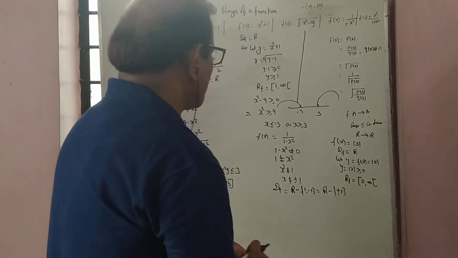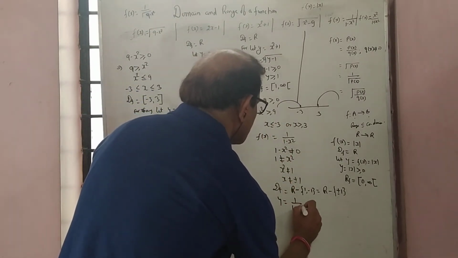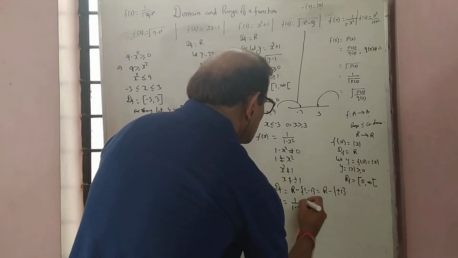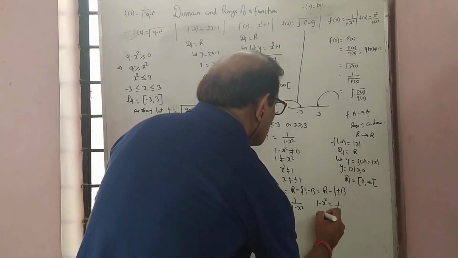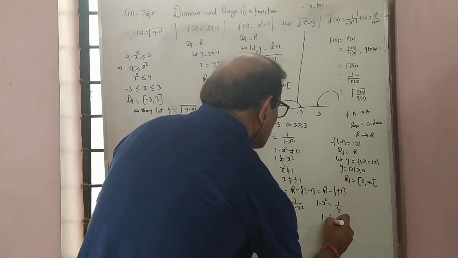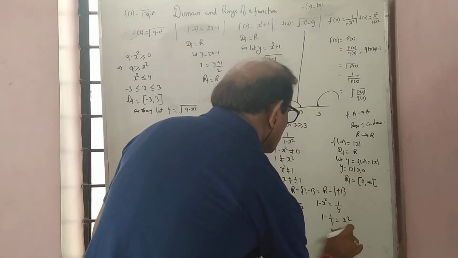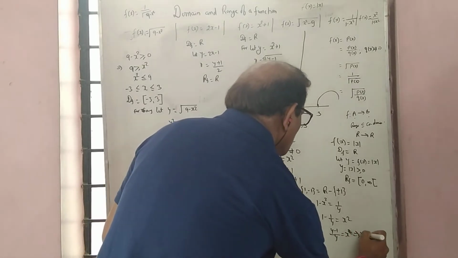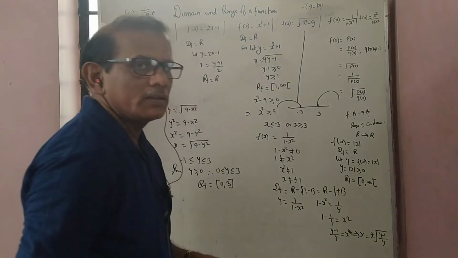Similarly, you can find the range for this function. Range: y equal to 1 by 1 minus x square. So diagonally multiplying, 1 minus x square is 1 by y. So therefore 1 minus 1 by y equal to x square. So (y minus 1) by y equal to x square. So therefore x is equal to plus minus root under (y minus 1) by y.